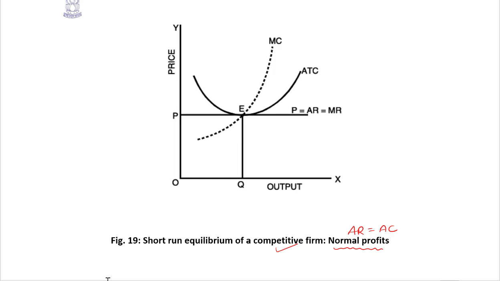If I talk about theoretically, the industry as a whole should also be in an equilibrium in this stage of normal profits, but such industry equilibrium can be achieved only in the long run. Over here it won't be achieved. For normal profits, you can say that MR equal to MC and MC cuts from below.